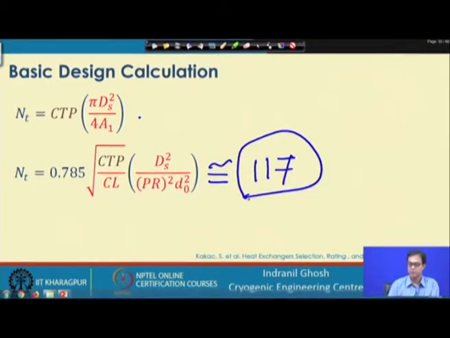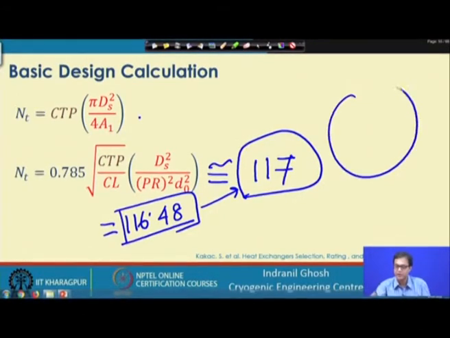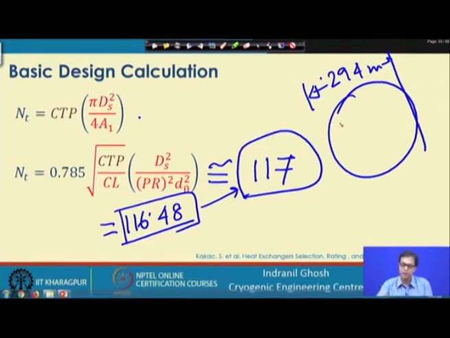We have to take a round of value, because its calculation will come as 116.48, but we cannot have a fractional number of tubes. So, we will be taking the next higher value as 117. As we can understand, we should have a diameter of typically 0.294 meter, and we have to accommodate something like 117 number of such tubes.